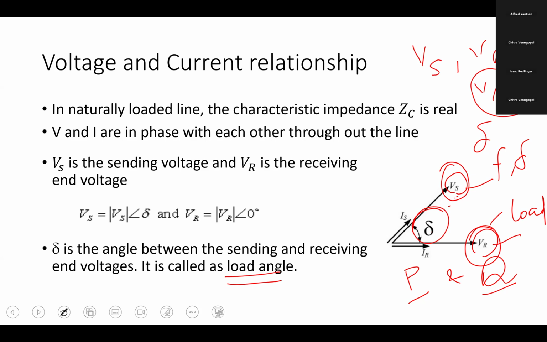So when this voltage is increased, it's going to ask for more voltage from the sending end. When it is asking for more voltage, this angle is going to change. So the angle is defined by the load. That's why it's called the load angle.